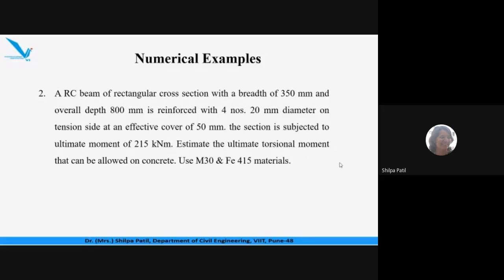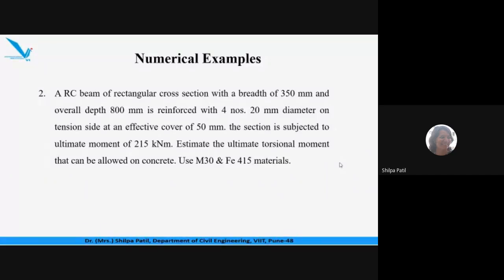A RC beam of rectangular cross section with a breadth of 350 mm and overall depth 800 mm is reinforced with four numbers 20 mm diameter on tension side at an effective cover of 50 mm. The section is subjected to an ultimate moment of 215 kilonewton meter. Estimate the ultimate torsional moment that can be allowed on concrete. Use M30 and Fe415 materials.